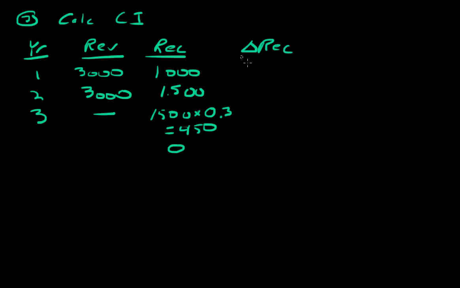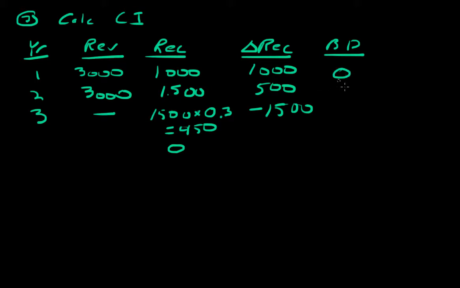Okay. Well, for our cash in formula, we care about the change in receivables. So we go from 0 to 1,000 thousands, then to 1,500, so a change of 500, and then we go from 1,500 to 0, so that must be negative 1,500. Our bad debt, let me just abbreviate that. So bad debt, BD, 0, 0, 450. We just calculated that.